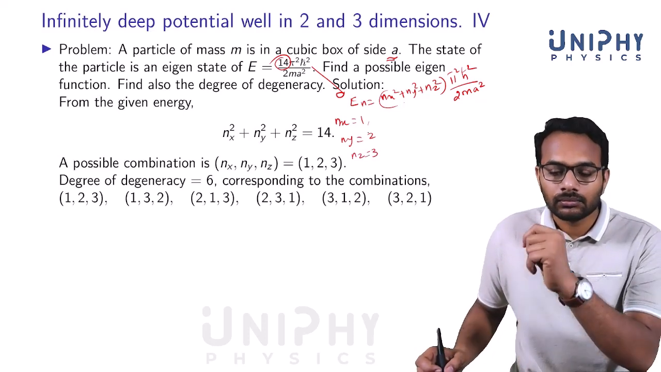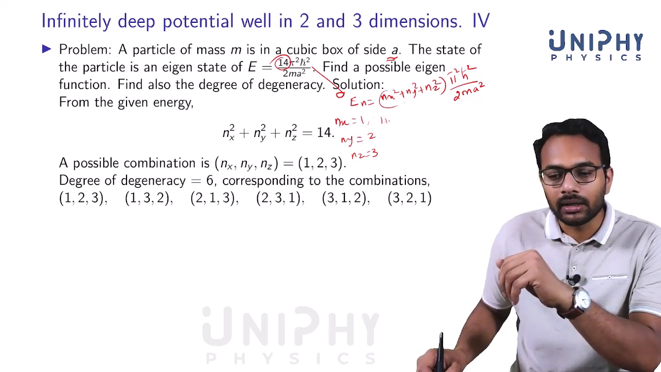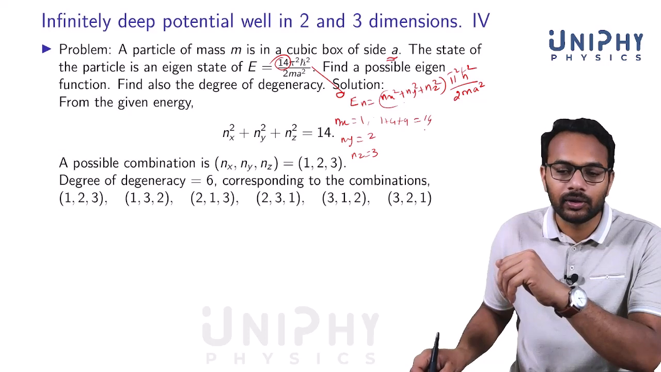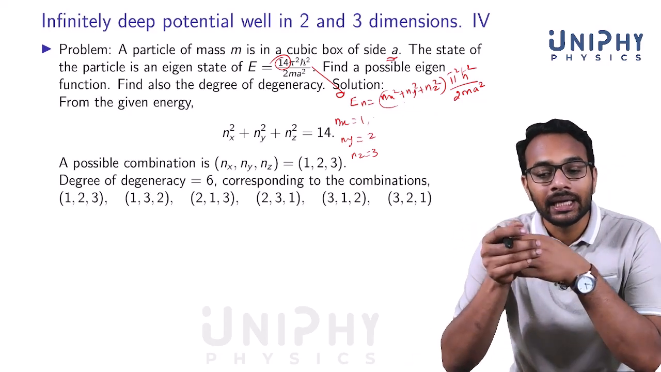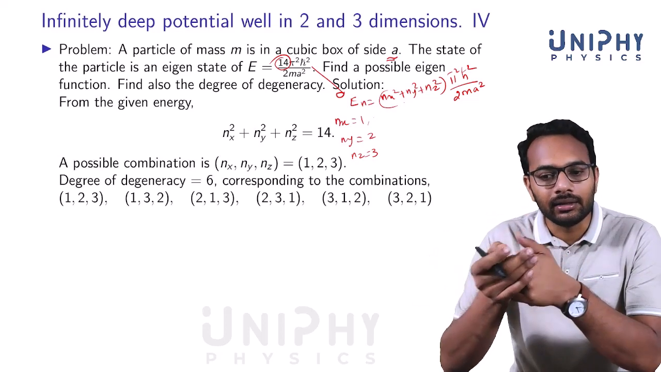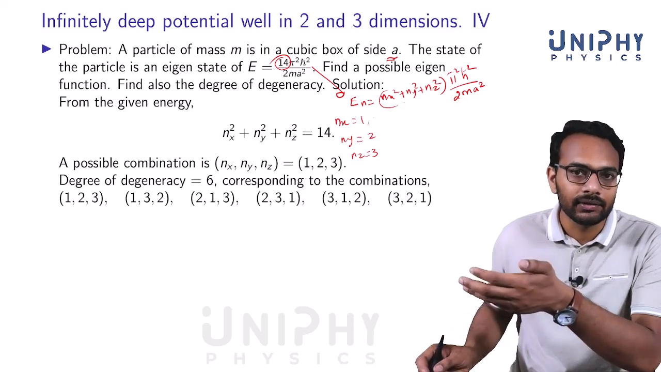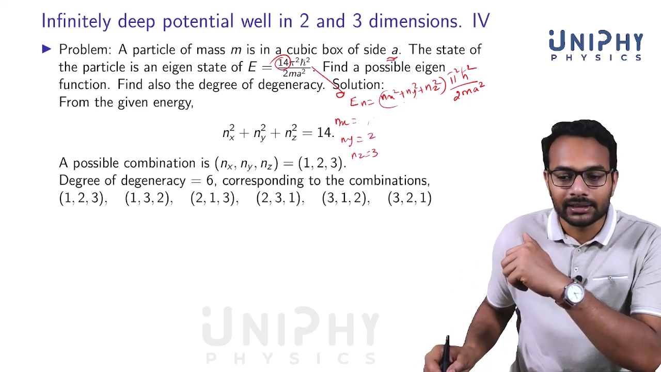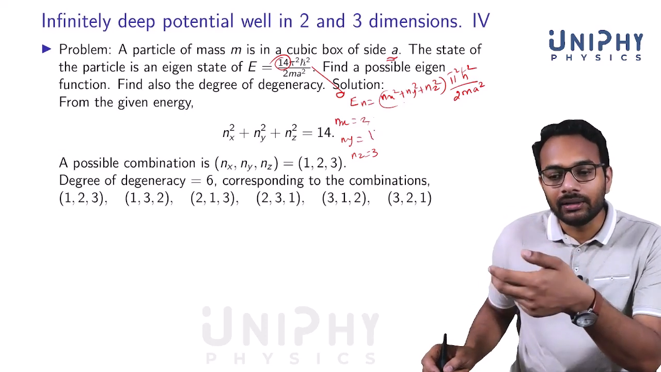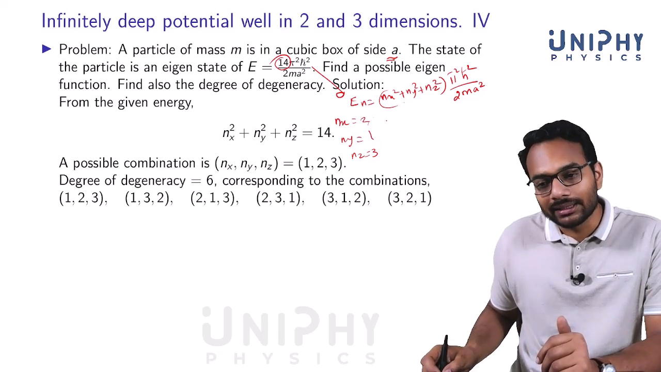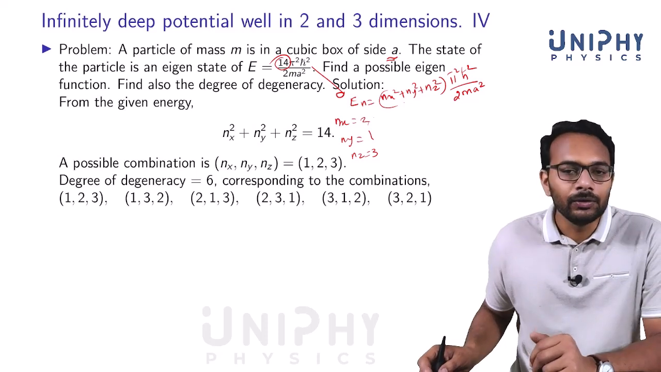Now, if you square them and add, 1 square plus 2 square plus 3 square, that's equal to 1 plus 4 plus 9, that's 14. So that's one possible combination, nx equal to 1, ny equal to 2, nz equal to 3. Now, again, you can just change nx and ny, and you'll get exactly the same eigenvalue, exactly the same energy. You could take nx equal to 2, ny equal to 1, and then you will get the same eigenvalue. In that way, you can look at permutations of 2, 1 and 3. All different combinations of 2, 1 and 3 will give you exactly the same energy.